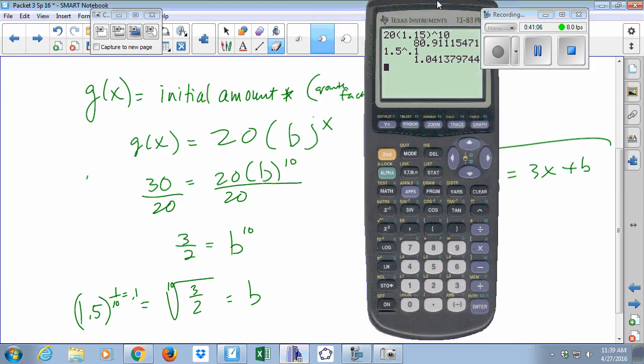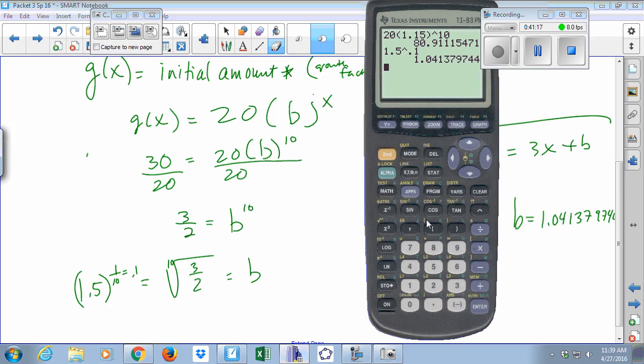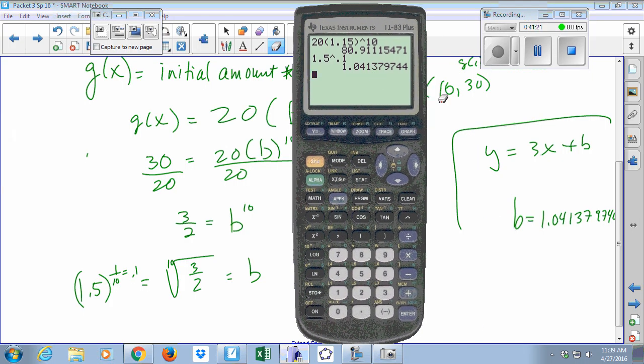And there I am. That's my base. If I write it out in all of its glory, well, you can't do it all because it keeps going. But I have enough of it. Whoa. So if we look at that base, what's the rate of growth? The base is 1.0413. What is the value for r? No, it is not 1.4. It's 4.1379 blah, blah, blah percent.